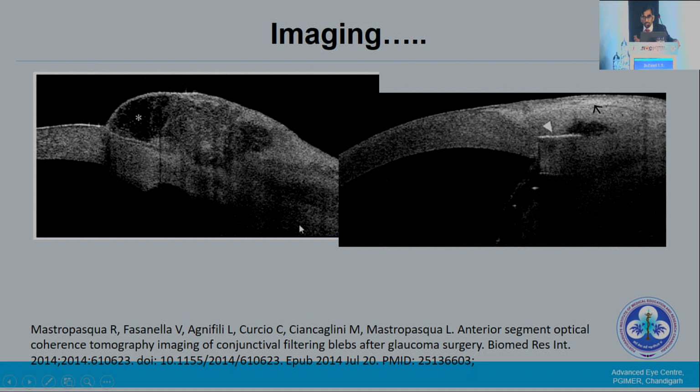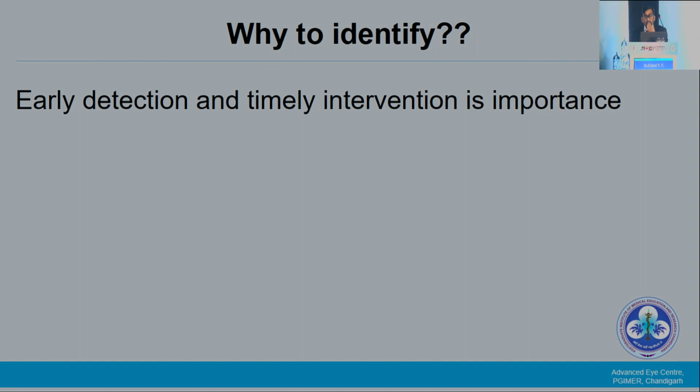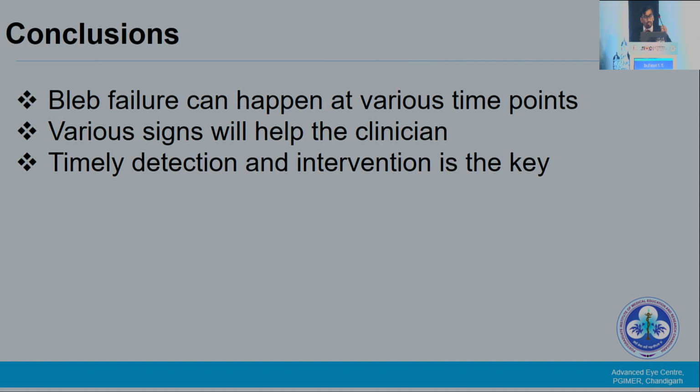There are imaging techniques one can use, like UBM or ASOCT. A normally functioning bleb looks thick and hyporeflective with multiple intrastromal cysts, whereas a non-functioning bleb looks more hyperreflective with few or no microcystic changes in the stroma. So early detection and timely intervention are important to identify failure. I already described various signs, and how to tackle them, how to treat why the bleb is going to fail, or to treat at the time.